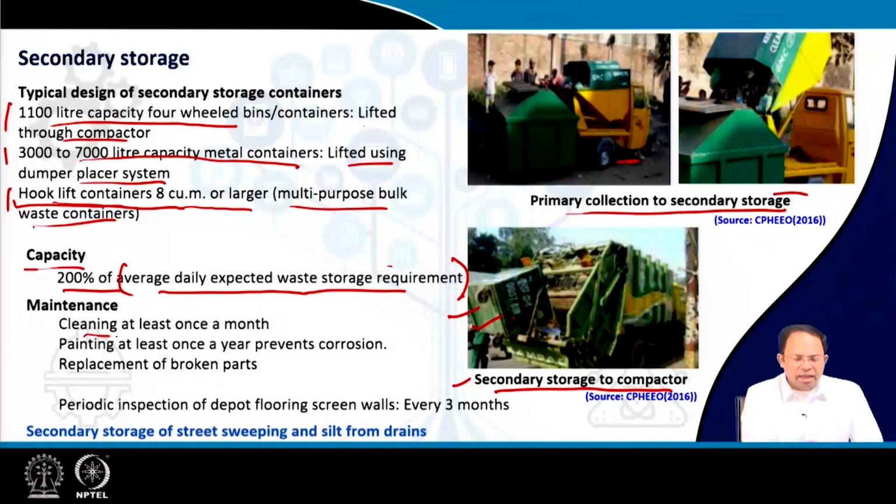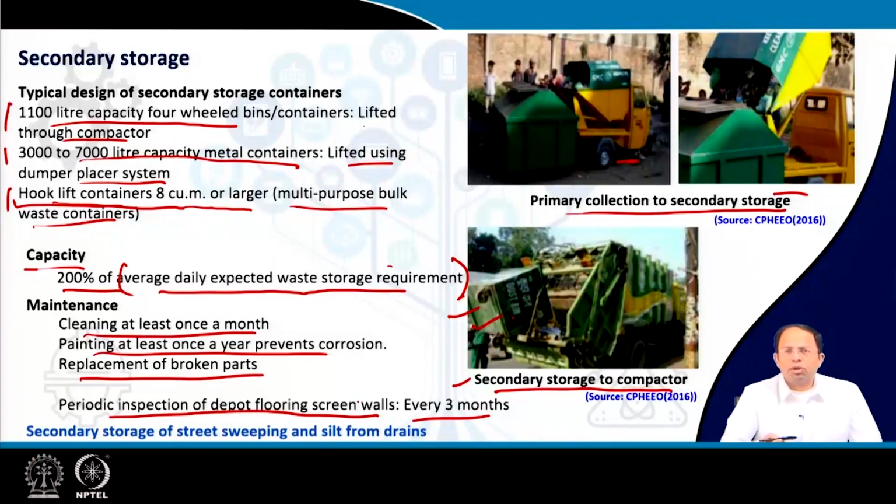Maintenance wise, cleaning at least once a month, painting at least once a year to prevent corrosion, particularly for metal containers, and replacement of broken parts as per requirement. And periodic inspection of depot flooring and screen walls every 3 months. So secondary storage is not only the container but also the area where the container is placed, or that enclosure where garbage is being thrown. So there also periodic inspection of the floors, screens, and walls is conducted every 3 months.